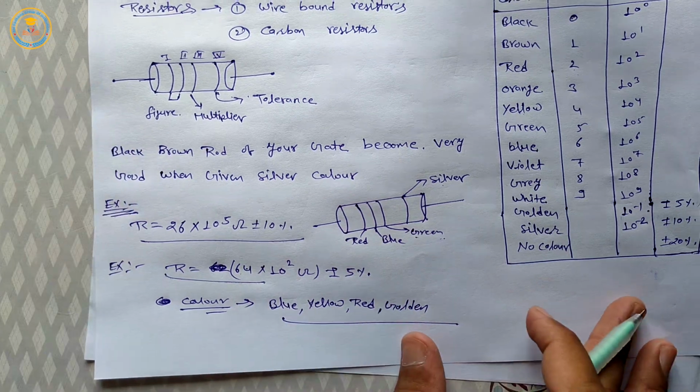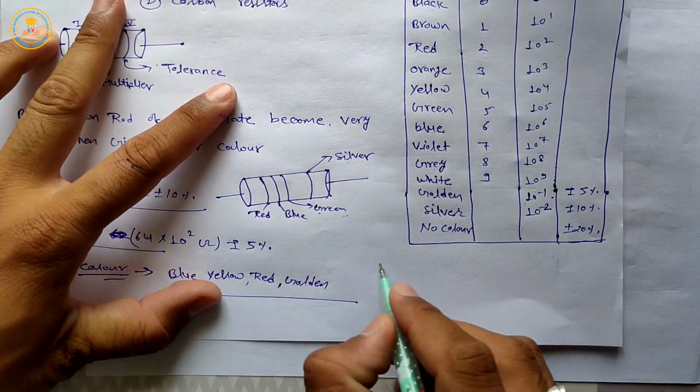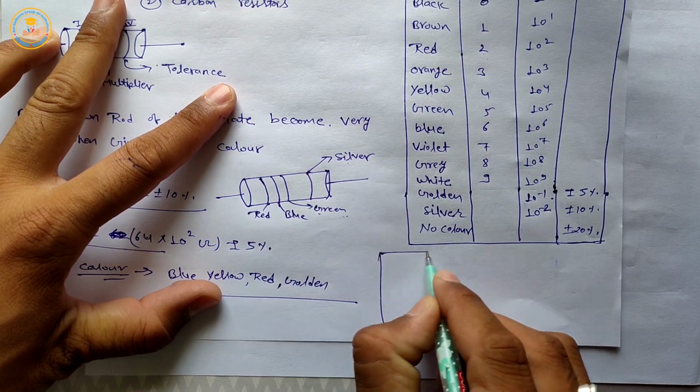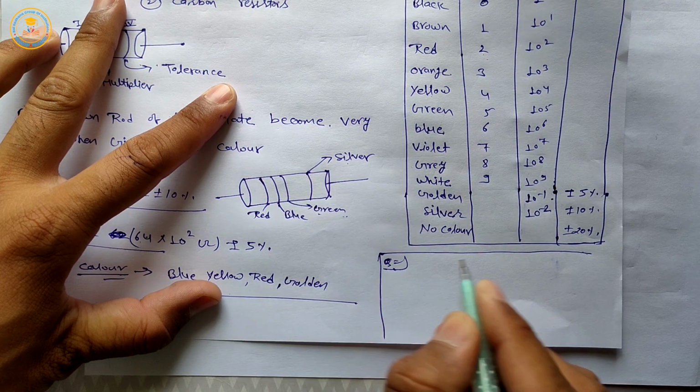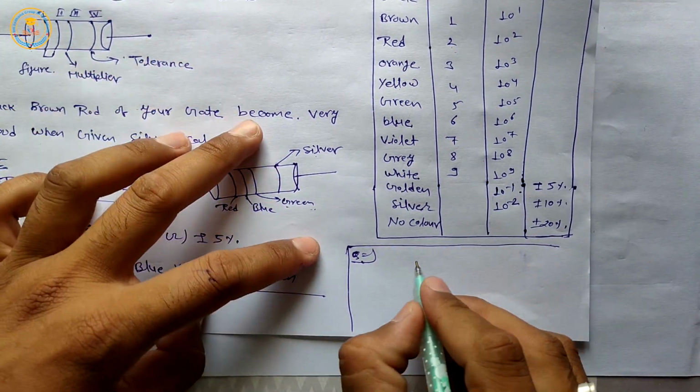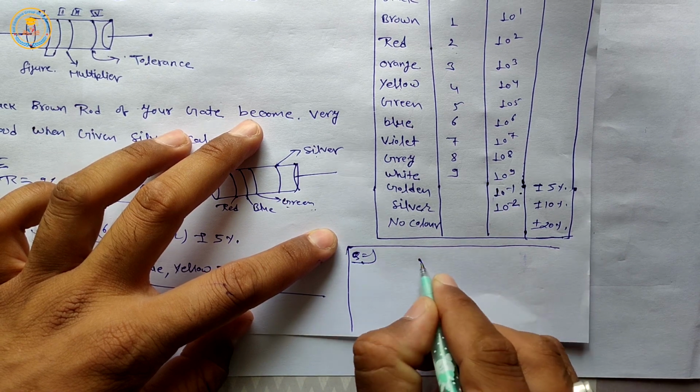Okay, so you practice this type of question. So for homework I give you a question: find the value of resistance for this resistor.